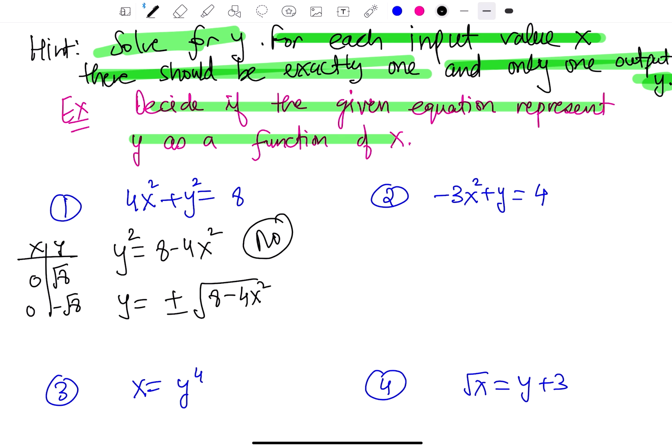Example number 2, let's go ahead and isolate the y. So y is equal to 4 plus 3x squared. This one, each x is connected to each unique y. So it's going to be, yes, a function because we can go ahead and make a table. Each one x will be connected to exactly and only one y here.